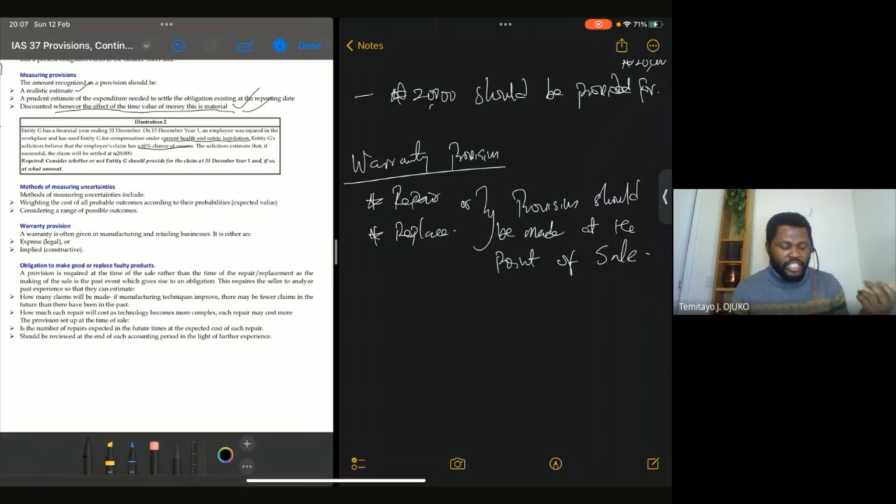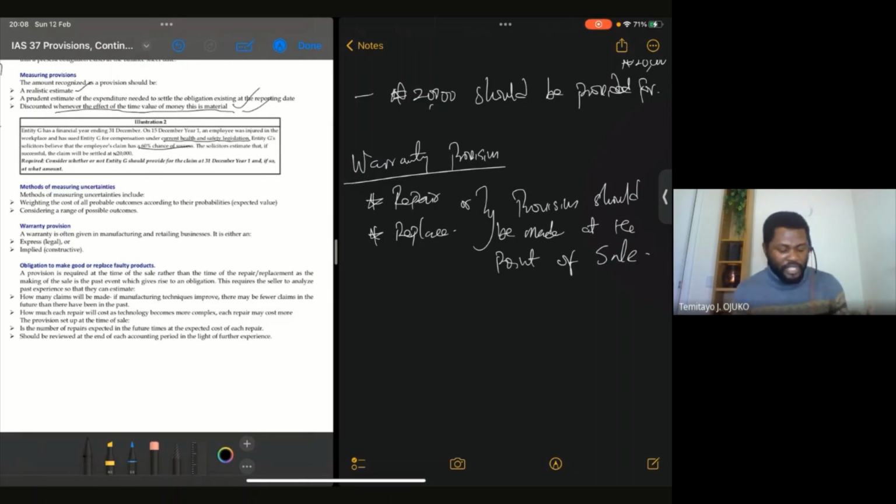Two, how much each repair will cost as technology becomes more complex. Three, the provision setup. So those two things are very, very important that you clear them, you understand them. Now, this might not be for example purpose, so it's good to just make do with this understanding. Just have an understanding of this.